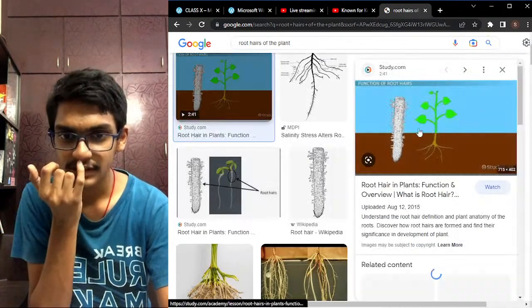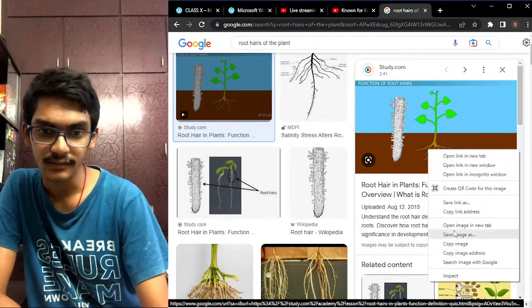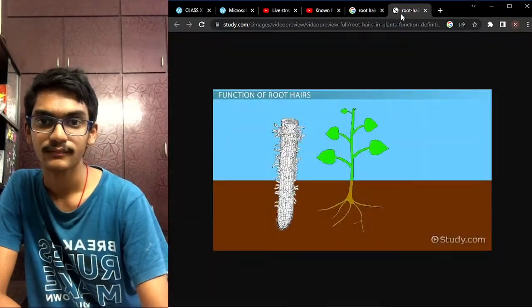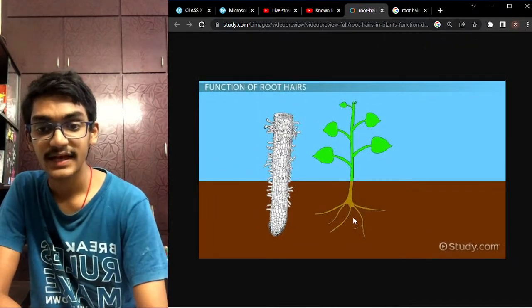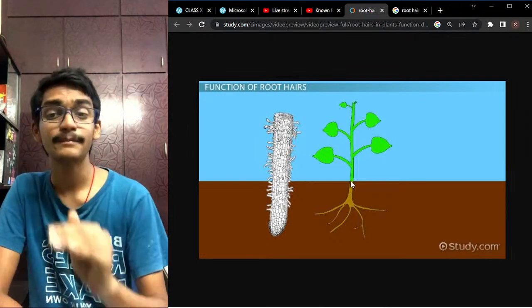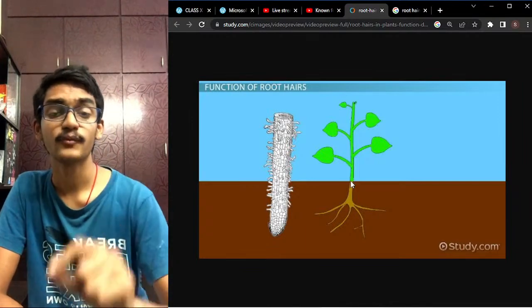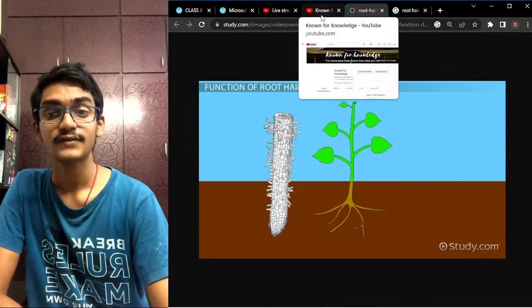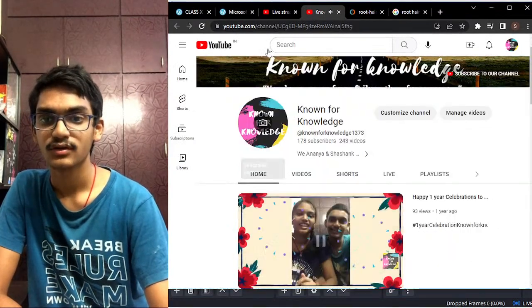As you can see in the picture, here you can see the root hairs. From the root hairs, the water is transported till the base of the plant with the help of a process called root pressure. With the help of this process only, the water is actually being transported.